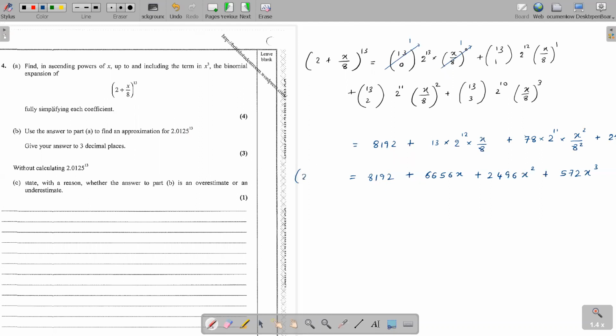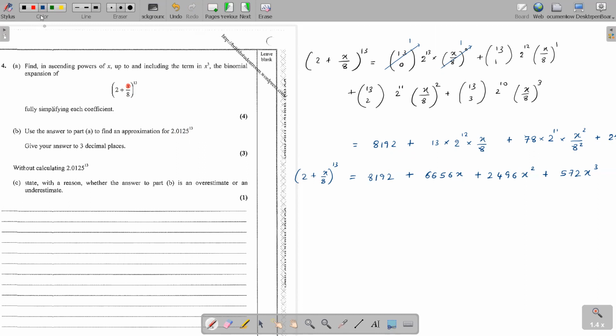So I have the expansion here for (2 + x/8) to the power 13. As you can see, they've got 2.0125 to the power 13. So that immediately should tell us that we need to find the value of x here that would make this inside function equal to 2.0125. So that x value we could substitute over here, and we could just get the answer.